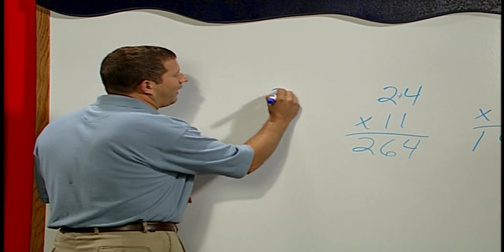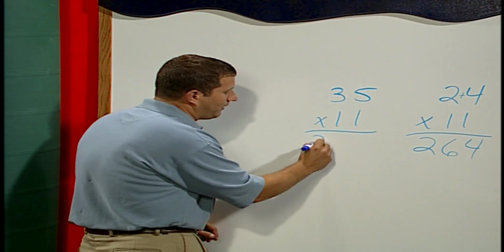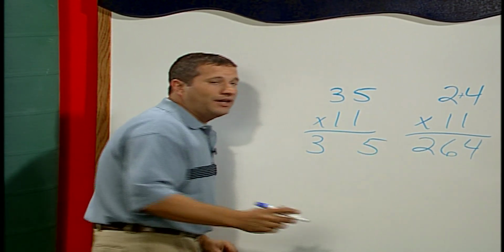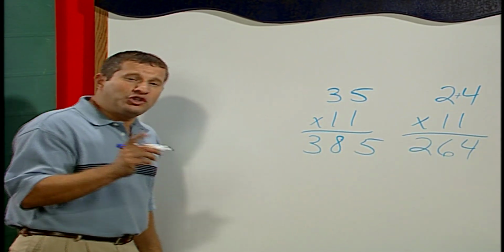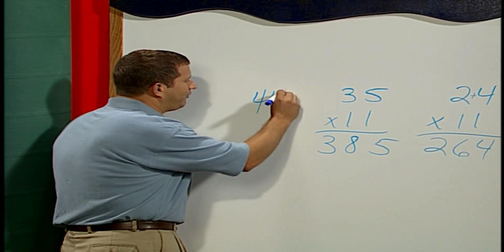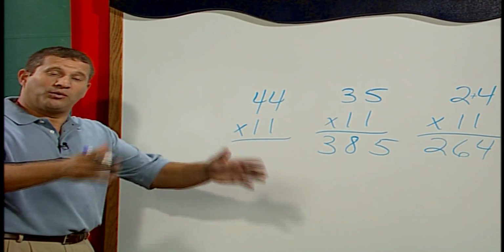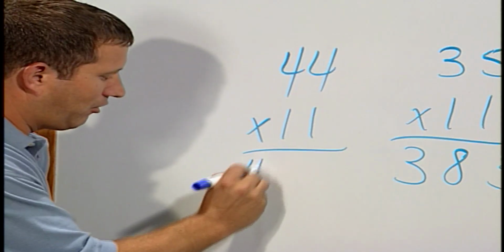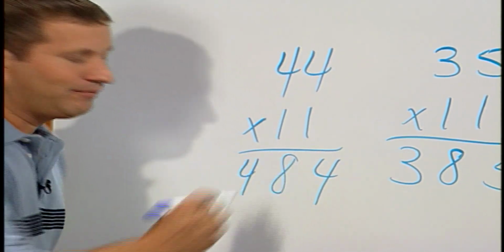Let's try 35 times 11. We know that it's going to be a 3 here and a 5 here. And what's 3 plus 5? 8. So it's 385. You should be able to do this in your head rather quickly. If I gave you 44 times 11, you know that both ends are a 4. What goes in the middle? 4 here, 4 here, 4 and 4, 8.